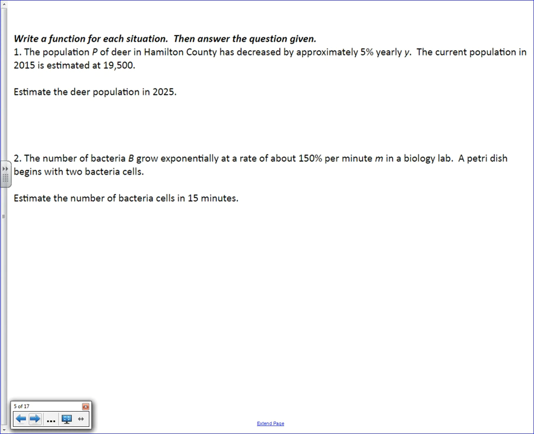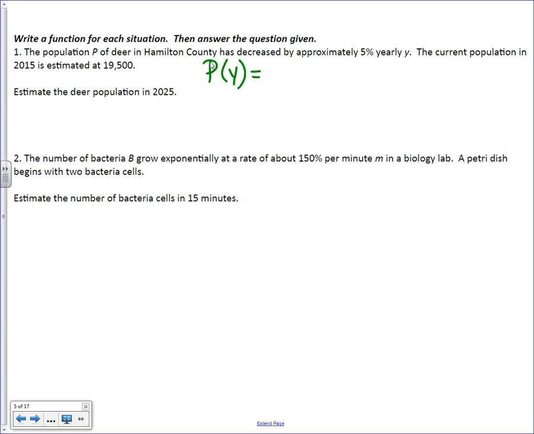It says the population P of deer in Hamilton County has decreased by approximately 5% yearly Y. Okay, stop right there. Is it going to be f of x? What variables am I telling you to use? P and Y, correct? So it will be P of Y.